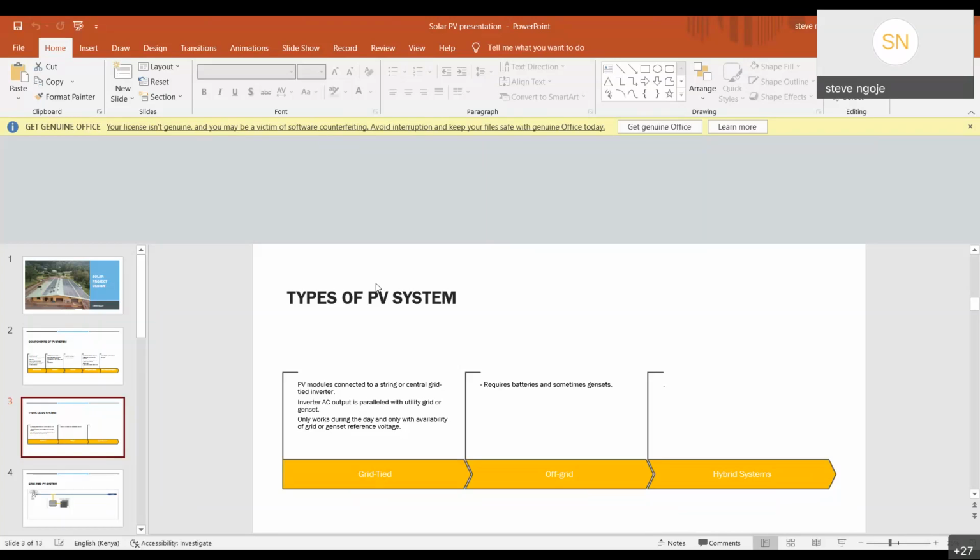Let me use an example. If you're a facility whose load is 100 kilowatts, and we have a 100 kilowatt inverter, during peak sun hours, when your solar can give you 100 kilowatts worth of power, you will only be using power from solar. The grid will just be there as standby to provide the reference voltage needed by the inverter for it to generate power.